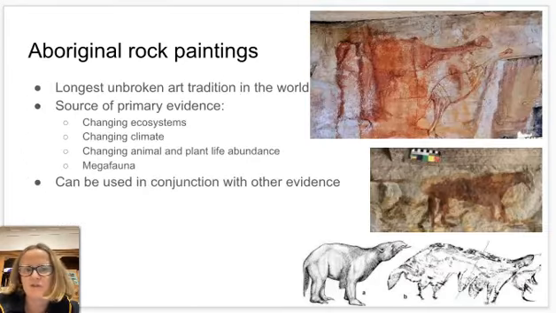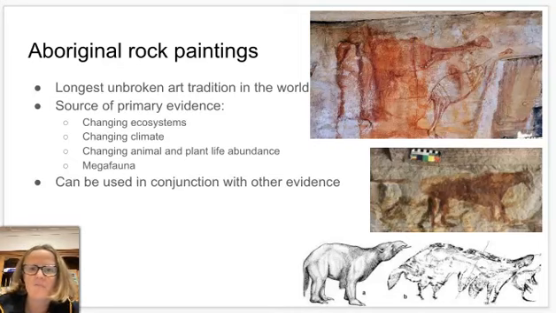So let's start with Aboriginal rock paintings. This is the longest unbroken art tradition in the world, and it can give us all sorts of primary evidence, in other words, evidence recorded by the people who saw the event, into things like changing ecosystems or climates, or the types of animals and plant life that were around, and the existence of megafauna. And you can see in the pictures here, we've got megafauna, which is anything over 40 kilograms. We've got birds that are now extinct, large mammals that are now extinct.